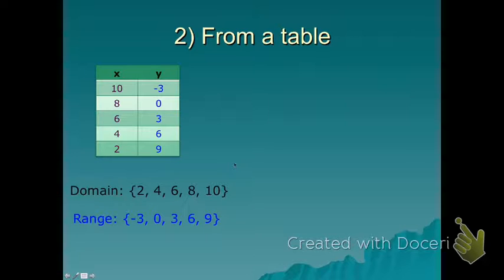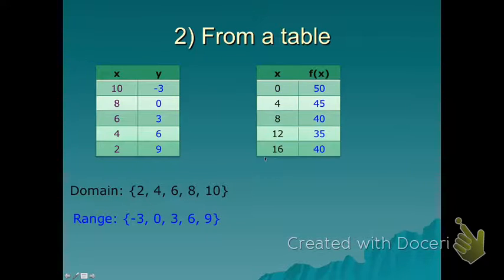Let's try to practice from another table. Okay? As we're looking at this table, I have a 0, a 4, an 8, a 12, and a 16. So my domain needs to be 0, 4, 8, 12, and 16. And then my f of x values, or my y values, just another way to write y, we have a 50, a 45, a 40, a 35, and a 40.